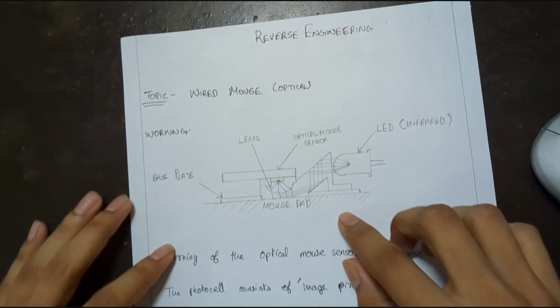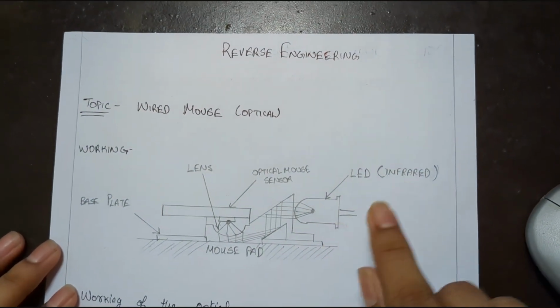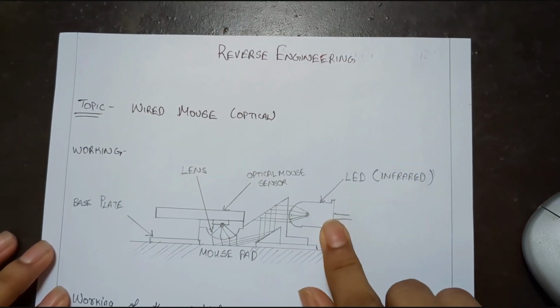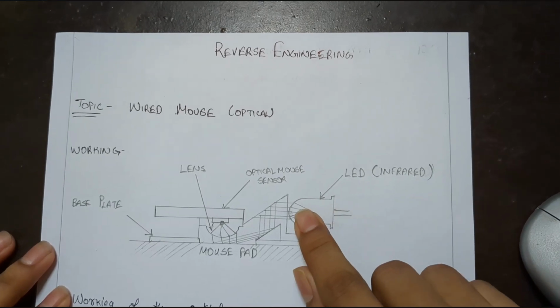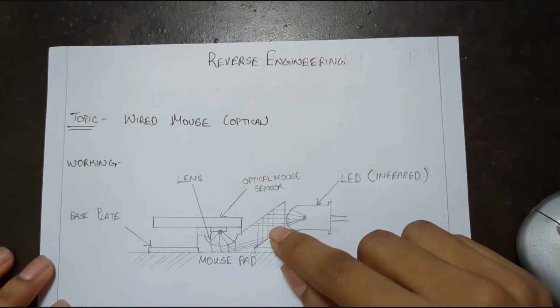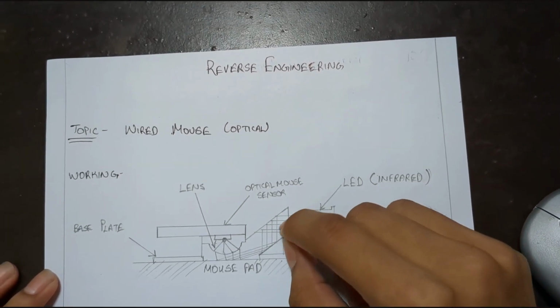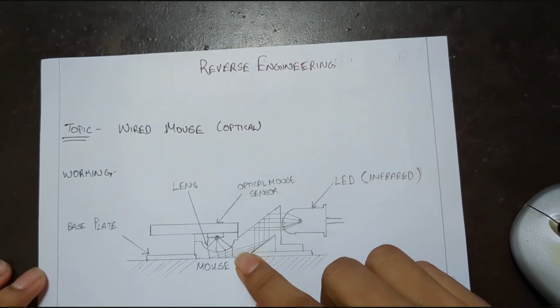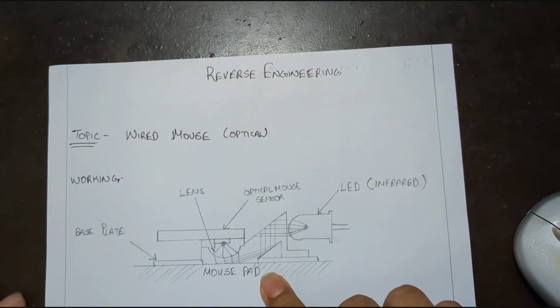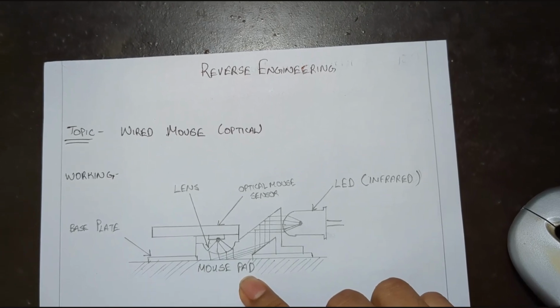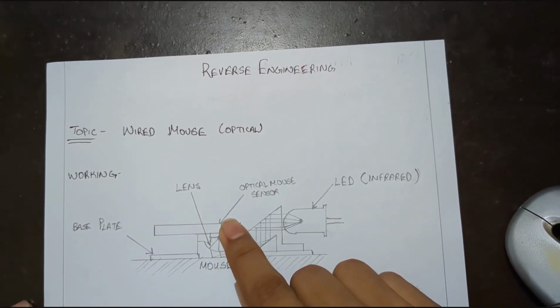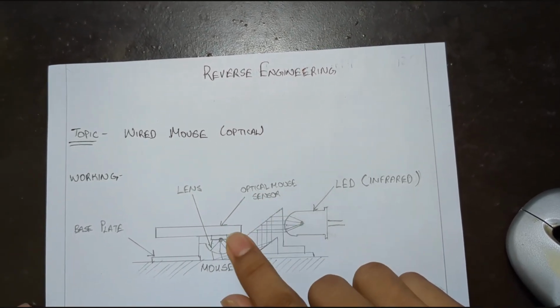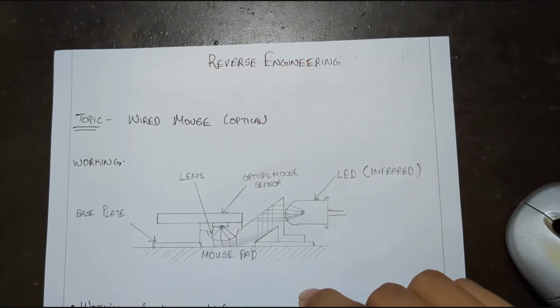Now, the motion is transferred through the LED infrared. So when the LED is switched on, it goes through the glass tube and it is reflected at the mouse pad, which contains ridges at a low angle, which is then reflected to the optical mouse sensor through a lens.